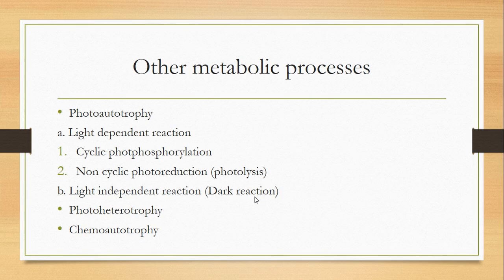The other metabolic processes actually involve the utilization of light or a chemical source. These include photoautotrophy, photoheterotrophy and chemoautotrophy. What is photoautotrophy? Photoautotrophy is the process of photosynthesis. It means that in the presence of light, a bacterium is able to produce its energy source.